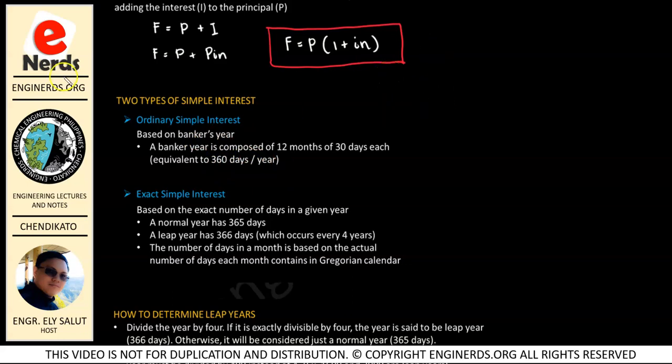So, pag sinabi nating banker's year, in 1 month, we have 30 days. Okay, so lahat ng month natin, from January to December, all of that is having only 30 days. And that means in 1 year, we have 360 days dahil 30 times 12 is equal to 360. Okay, so yan yung magiging basis natin kapag nagsosolve tayo ng based on the banker's year or ordinary simple interest.